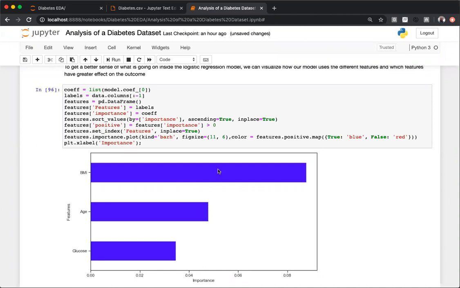Basically, what this means is logistic regression thinks that BMI is the most crucial factor when it comes to predicting diabetes. This is according to this data set we're using now. The second most important factor is the age. The third most important factor is the glucose. Now, this might be counterintuitive. If we go back to the correlation matrix, you'll see that glucose has a higher correlation with the outcome probably than BMI. So why is it the case that BMI now seems to be more important?